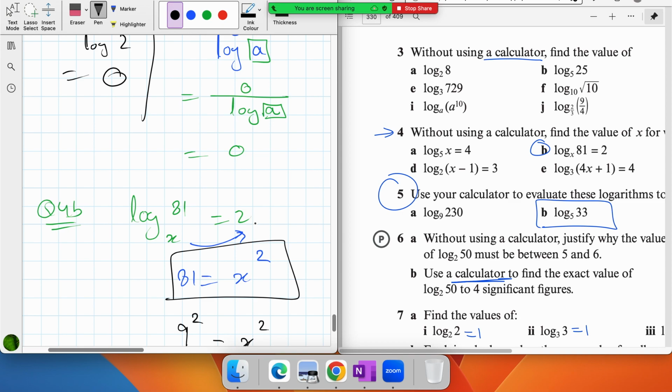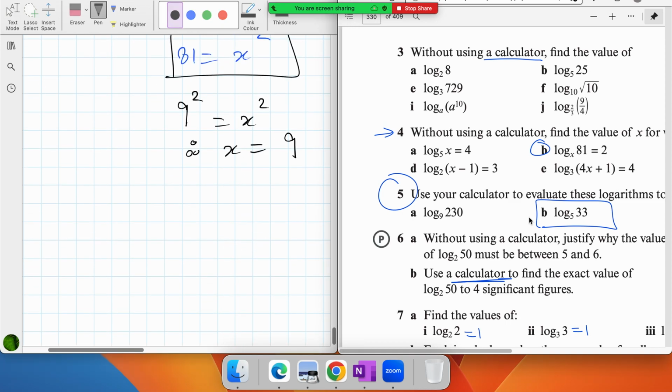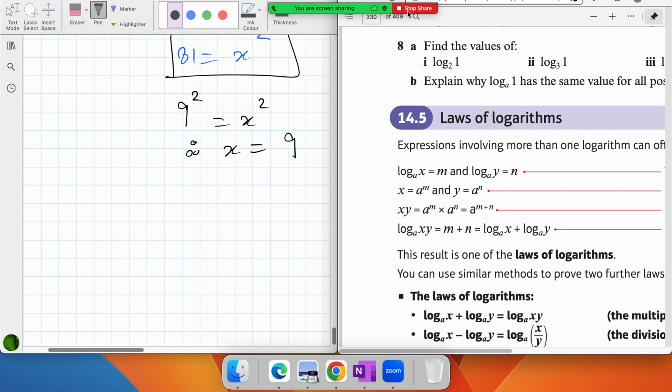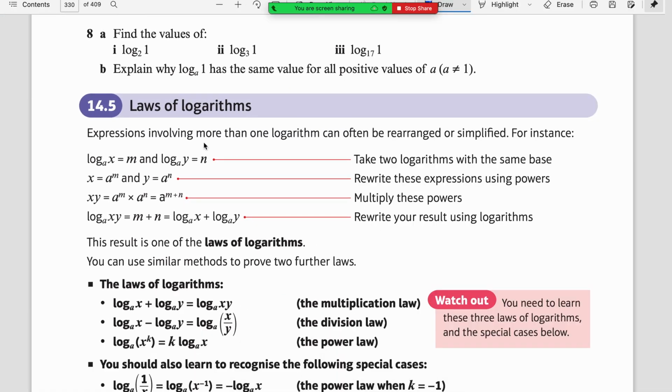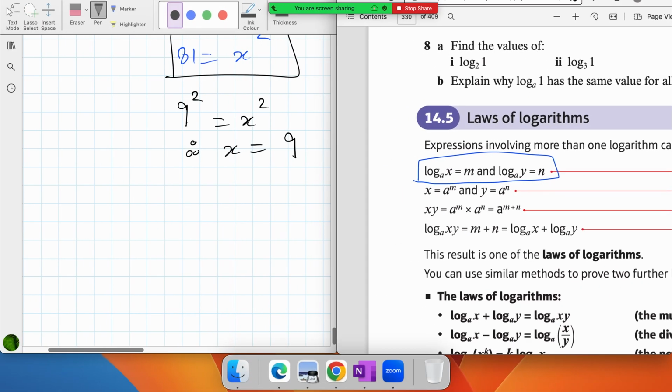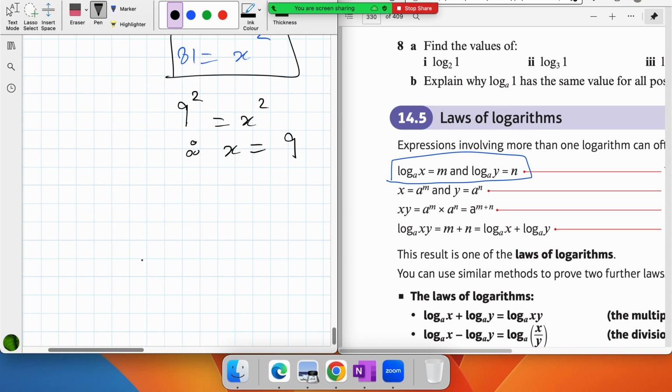Index to log, log to index. A few more rules, and what are they? Now this is very simple. It is from logarithmic to index form, first thing. Second thing is when you multiply the numbers in logs, they add up.